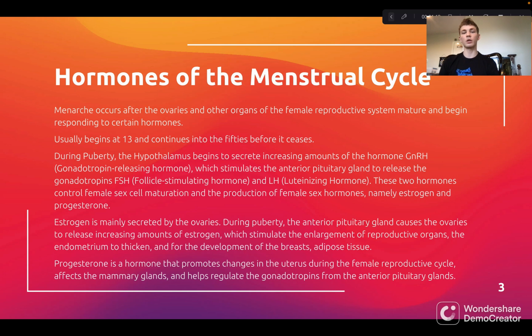Now, estrogen is mainly secreted by the ovaries. During puberty, the anterior pituitary gland causes the ovaries to release increasing amounts of estrogen, which in the case of the menstrual cycle, stimulate the thickening of the endometrium and increase the effectiveness of FSH and LH. Progesterone is a hormone that promotes changes in the uterus during the female reproductive cycle and helps regulate the gonadotropins from the anterior pituitary glands.